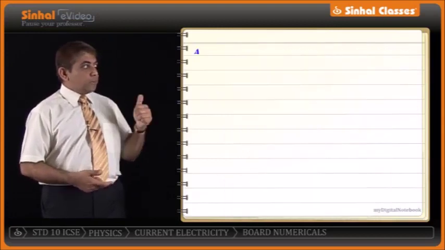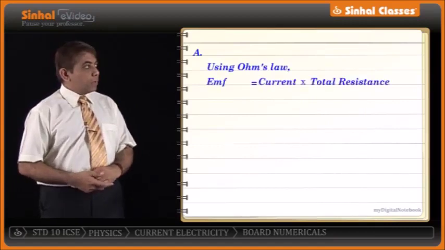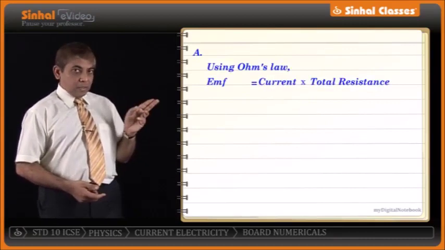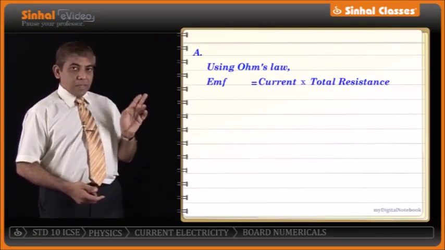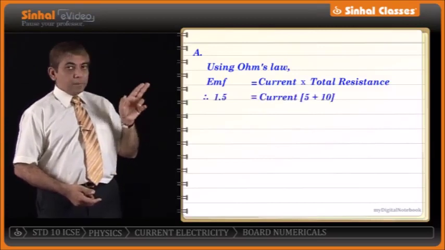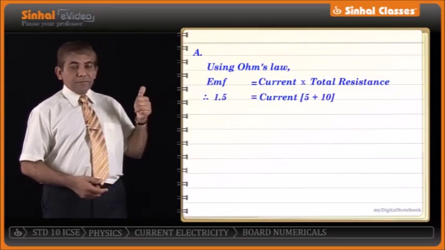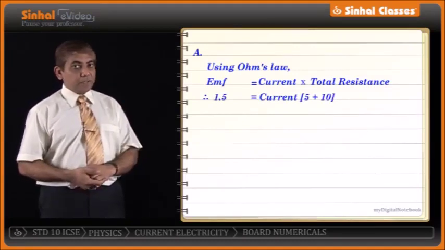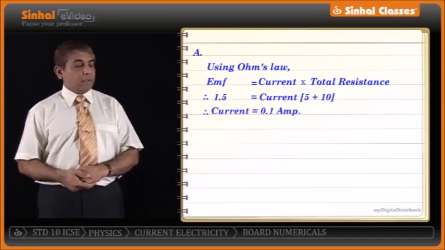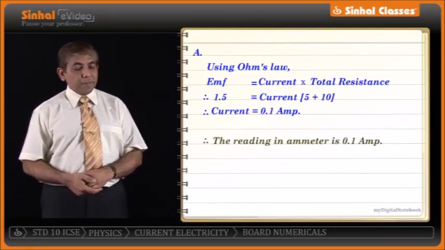Using Ohm's law, I get EMF is equal to current multiplied by total resistance. So if I substitute the values, I get 1.5 is equal to current multiplied by the total resistance. What is the total resistance? 5 plus 10. Substituting again, I get 1.5 is equal to current multiplied by 15. So therefore current works out to be 0.1 ampere. The reading in the ammeter works out to be 0.1 ampere.